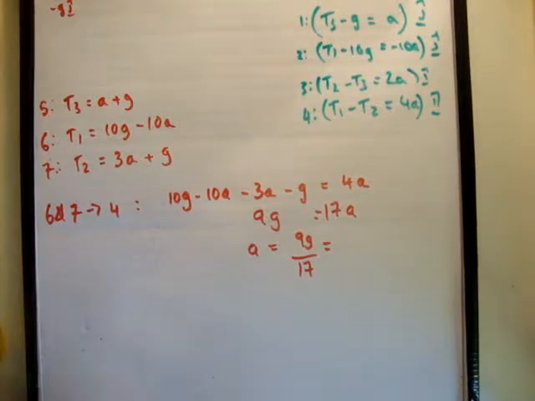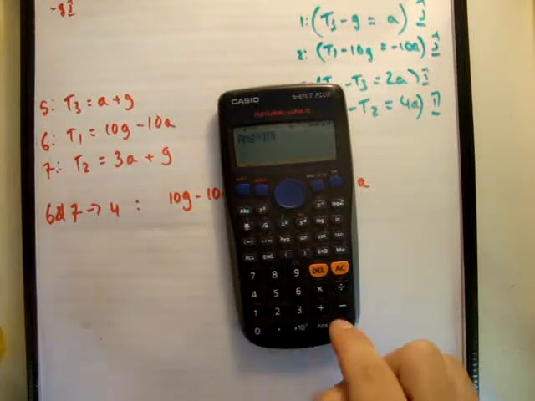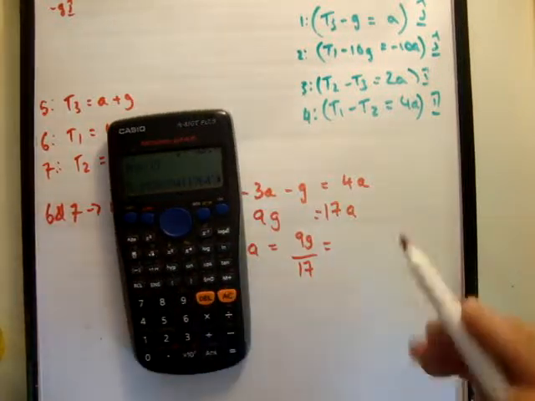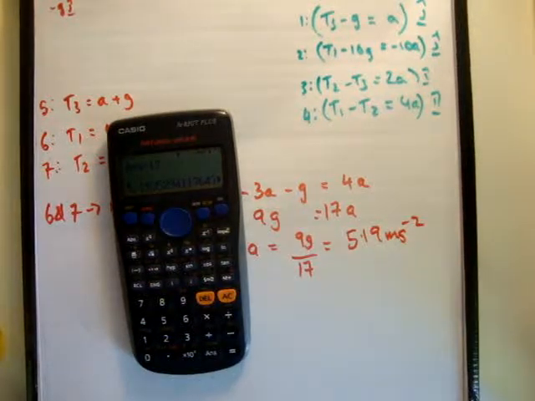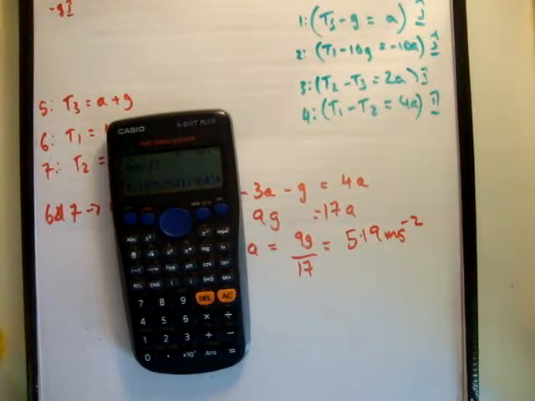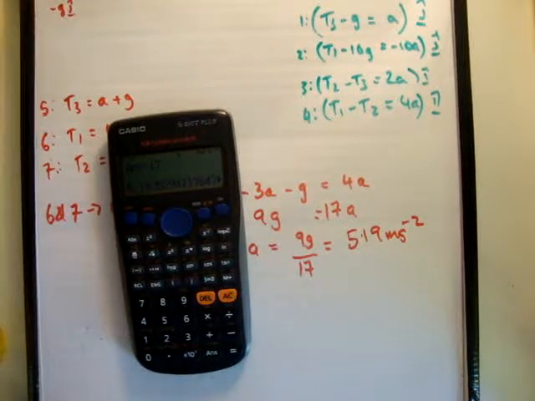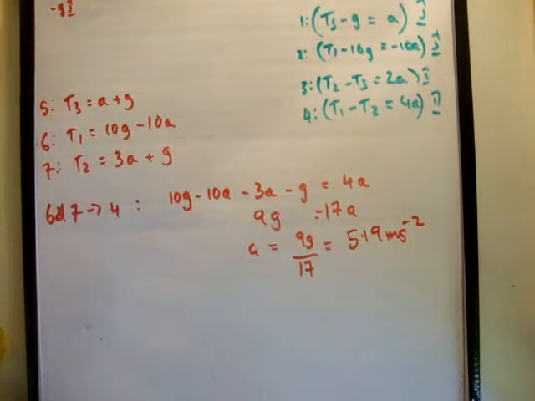So let's just find out what that is equal to. 9G, that's 9 times 9.81 divided by 17, which gives an answer of 5.19 meters per second squared. Now I'm just going to check that at the back of the book. On 5B, question 8, 9G over 17, yeah, that's correct. And we should get 6G over 17 for part 2. So that's correct, right? Now, the second part of the question asks us to do the same thing, but this time with a frictional force.